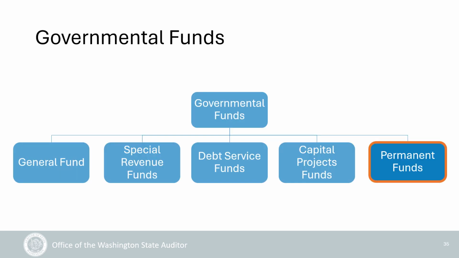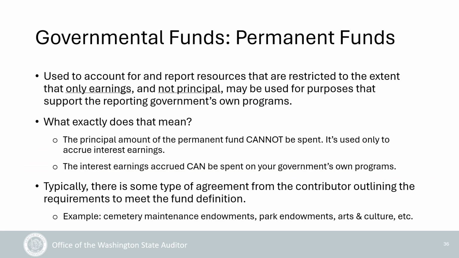Last up is permanent funds. Permanent funds are used to account and report resources that are restricted to the extent that only earnings and not principal may be used for the government's own programs. What do I mean by that? That means the principal amount cannot be spent. Instead, you invest that amount and are earning interest. It is the interest earnings that you are spending to support your government programs.